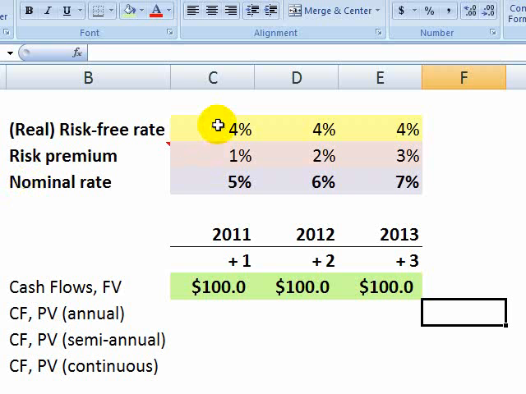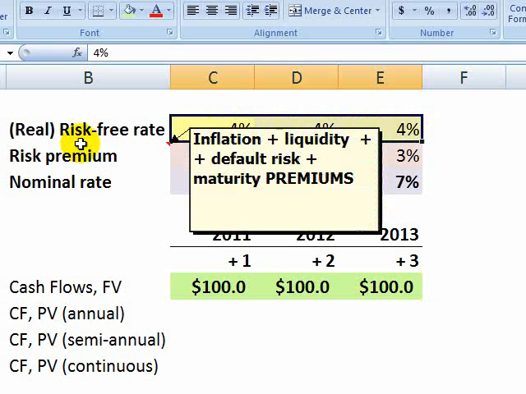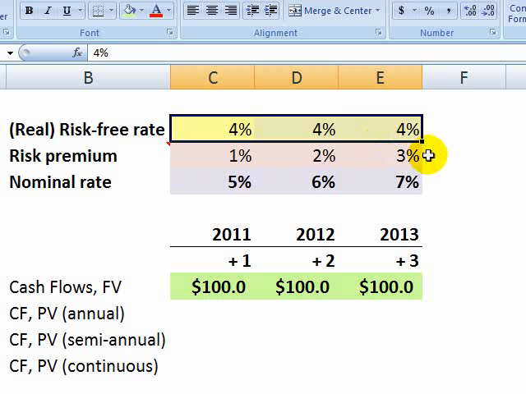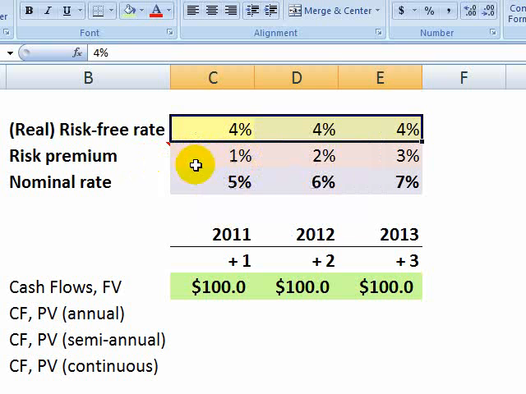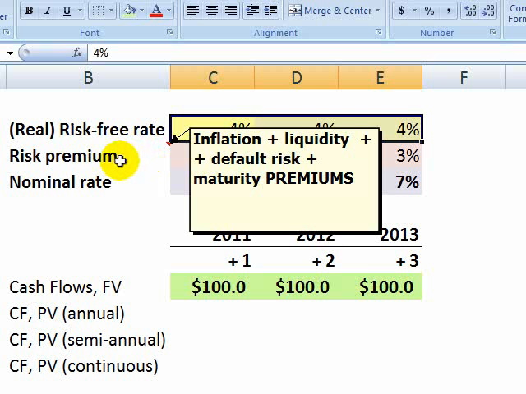What we typically do is build that up with some theory, and we start with the real risk-free rate. Mine is flat at 4%. And then we add a risk premium, or risk premiums, I should say. I'm keeping it simple. My risk premium here is a bucket of risks that we just throw all together to create one number. But it should include something for inflation, for liquidity risk, default risk, and a maturity premium. The longer you're waiting for that money, the more it's at risk.